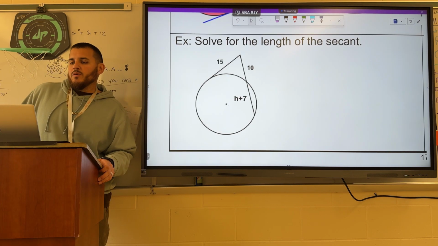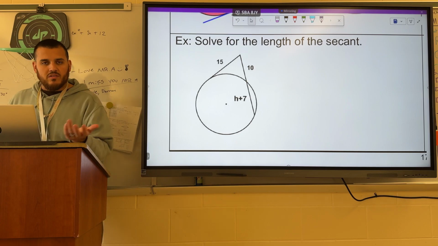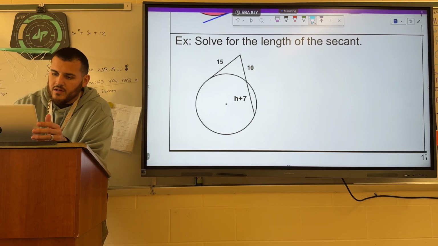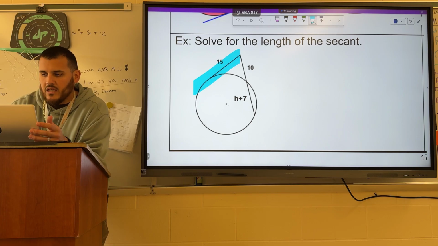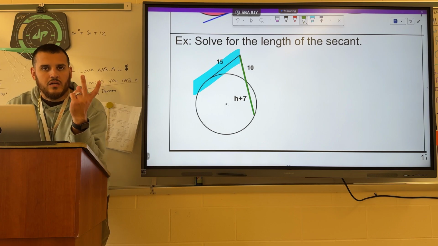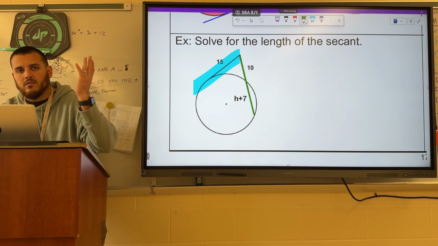And our last example here, we again have to have visual recognition. We have a circle, we have a segment that appears to only intersect the circle at one spot. It's safe to assume that that is a tangent. And then we have a secant. We know it's a secant because it's going through the circle. It intersects it twice and it's extending outside.